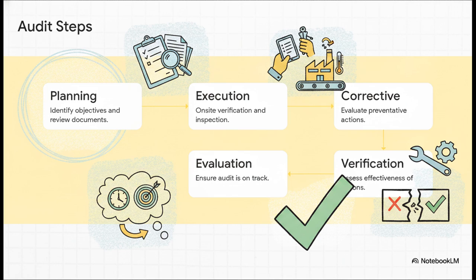Step 1 is planning, where the auditor heavily reviews the facility's safety management documents before ever stepping foot inside the building. If the paperwork actually holds up, we move to Step 2, execution. This is the intense on-site verification of processes and sanitation. Step 3 is corrective and preventative actions. Here, the auditor evaluates how the facility plans to fix any breaches in standards. Step 4 is verification, which simply proves those fixes actually worked in the real world. And finally, Step 5 is audit evaluation, where the auditors themselves review their own process to ensure they met their objectives and stayed on track.